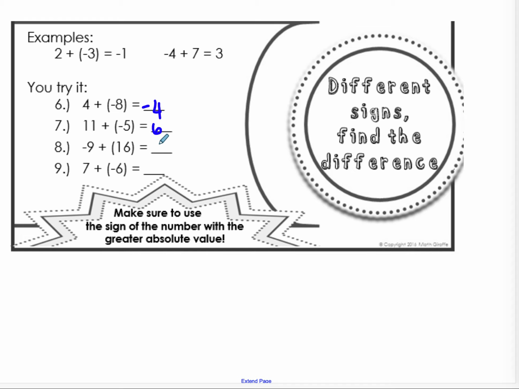On this next one, -9 plus +16. Different signs, find the difference. So 16 minus 9, that's going to give me 7. And then, let's see, I have more positives, so my answer is going to be a positive 7. And then on number 9, I have 7 plus -6. 7 minus 6 is 1. More positives, answer is positive. And then here, it's just a reminder, make sure to use the sign of the number with the greater absolute value when you have different signs.